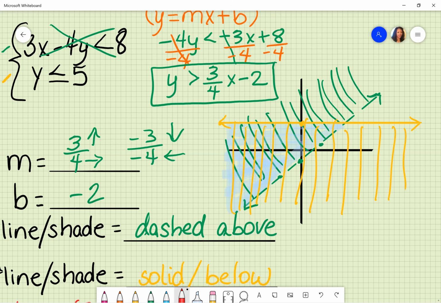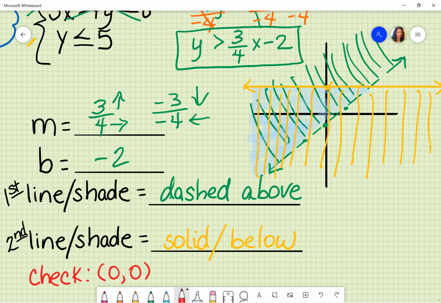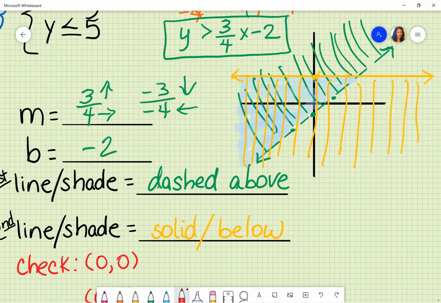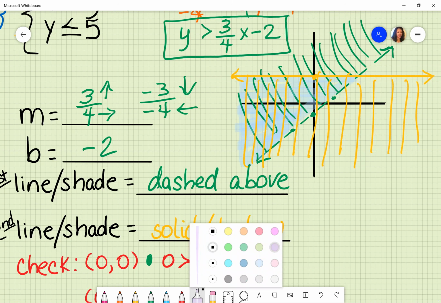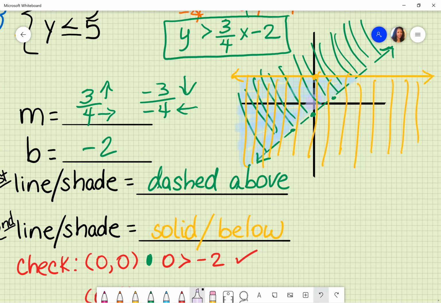Now, I also want to check to make sure I did this correctly, but when I'm checking, I don't have to worry about this one because there's nothing to check. For the one that I had to put in the slope-intercept form, I'm going to replace my x's and my y's with the zeros. So 0 should be greater than negative 2. Is that true? Yes, it is. And again, if you need to do a number line, then do so. This is referring to the green graph. For the green graph, is the origin included? Yes. So that's my shaded area.